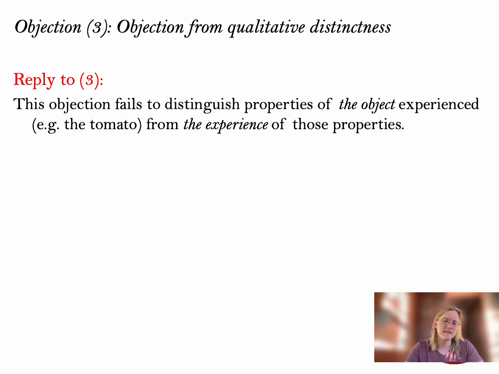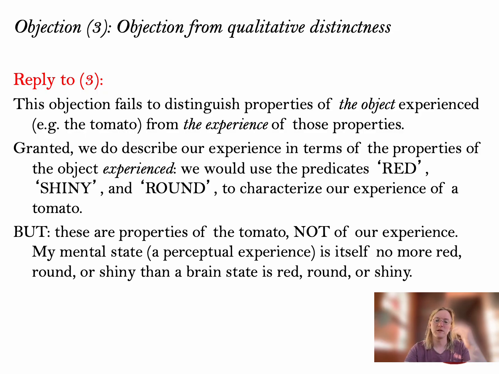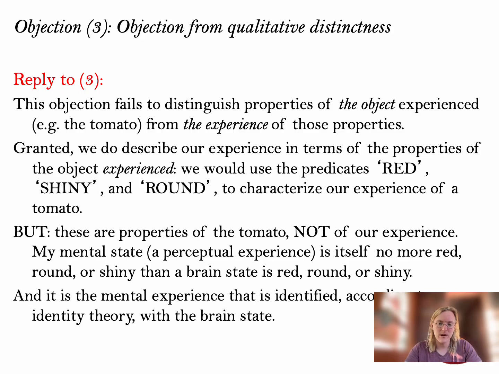So Smart replies to this objection as well. He says, this objection fails to distinguish the properties of the object experienced from the experience of those properties. So granted, we do describe our experience in terms of the properties of the object experienced, and we use predicates like red and shiny and round to characterize our experience of the tomato. However, these are properties of the tomato, not of our experience. My mental state is itself no more red, round, or shiny than the brain state is red, round, or shiny.